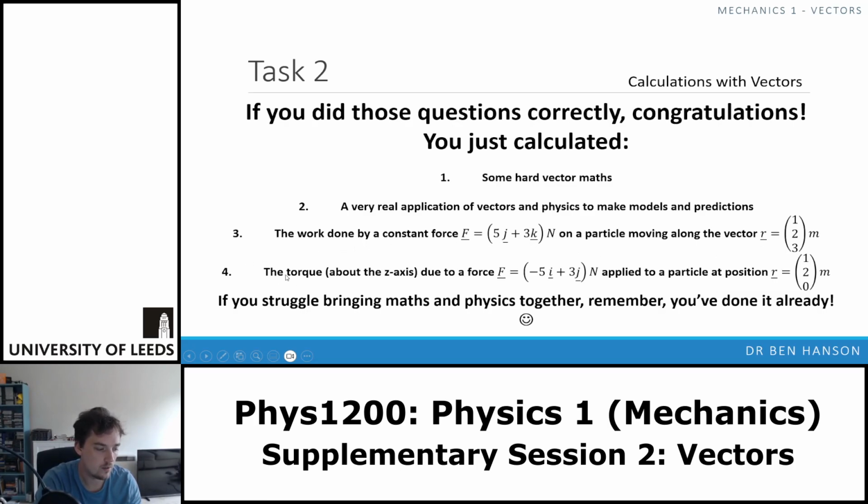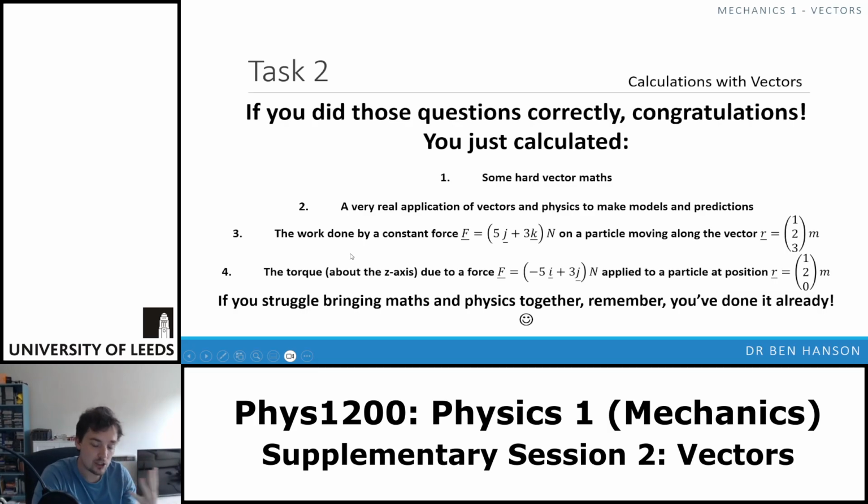The torque about the z-axis due to a force F applied to a particle at position R. So that last question we did, where the answer was 13k Newton meters, we've just calculated the torque. And because the answer gave us the vector k, the unit vector k, that means that the object is rotating around the z-axis.